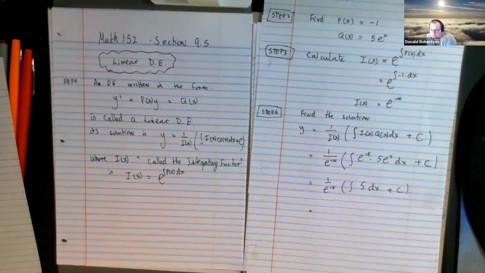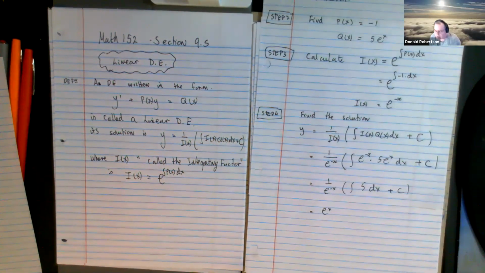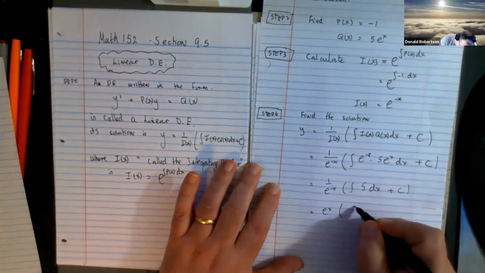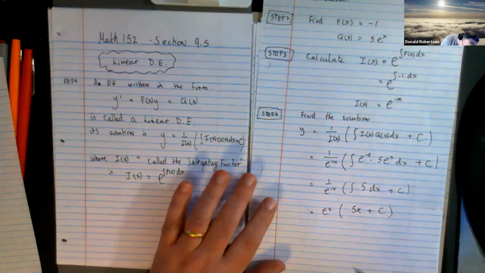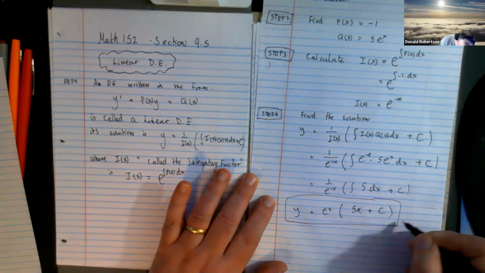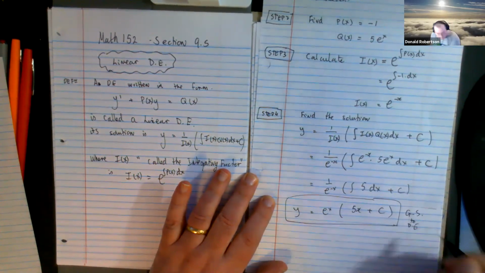Yeah, what would 1 over e to the negative x be written as? E to the x. Yeah, e to the x. Now, you agree that looks prettier, right? Now, integrate 5 and you get 5x plus c. We have just solved our first linear differential equation. Well, we've actually solved a general solution to it, but that's what we're asked and we are done.